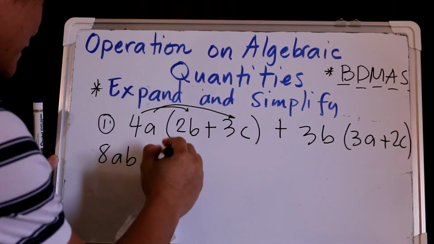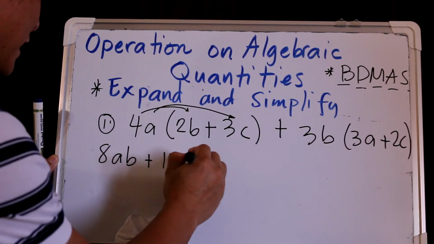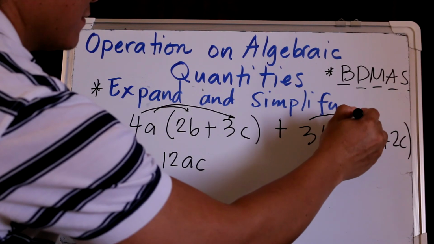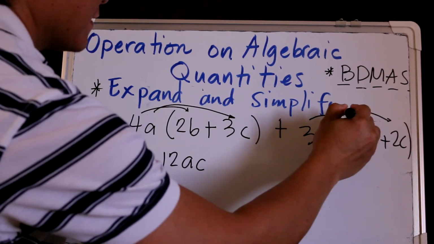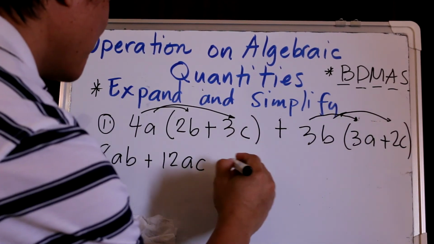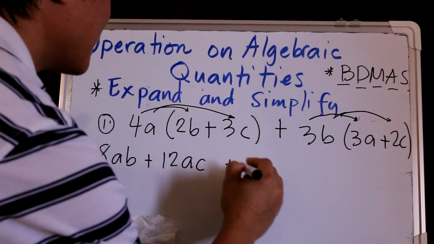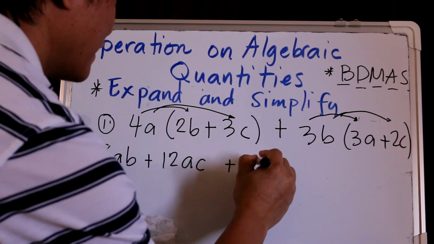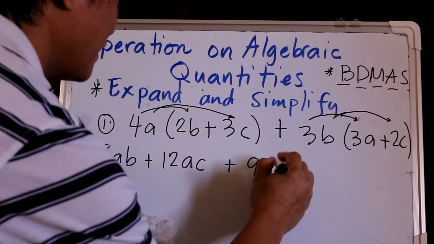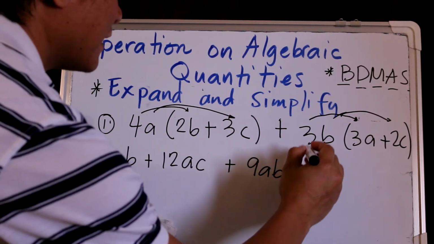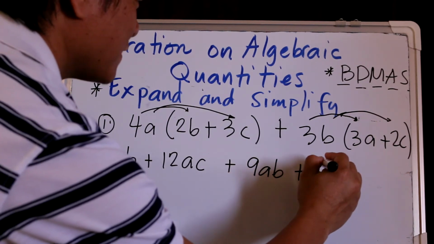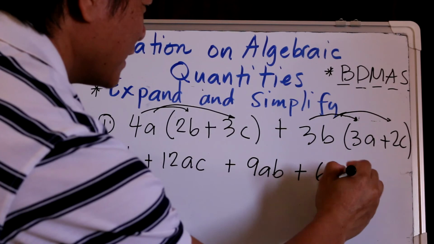Okay. Plus 12ac. And right here you have that and that. Okay. So we have a big plus here, and then you have 9ab, and then you have plus 6bc.